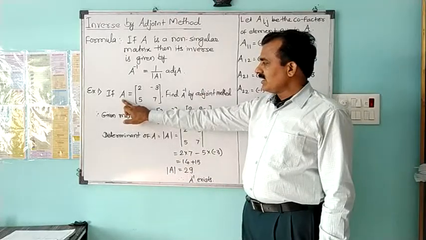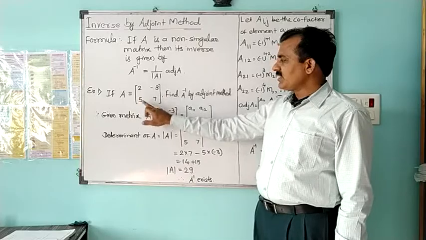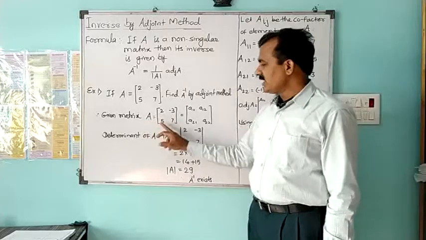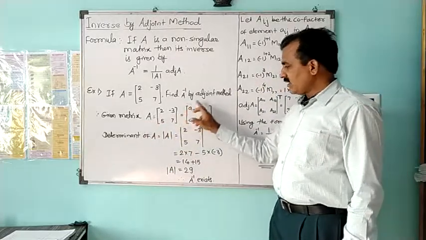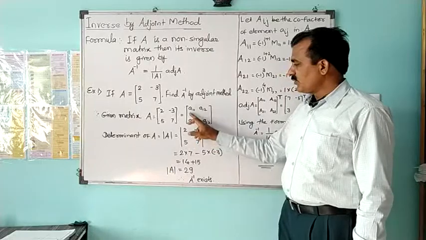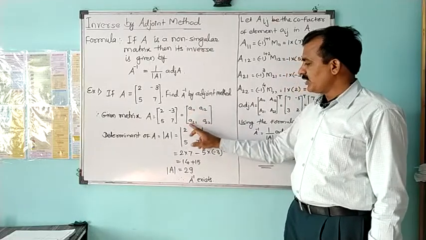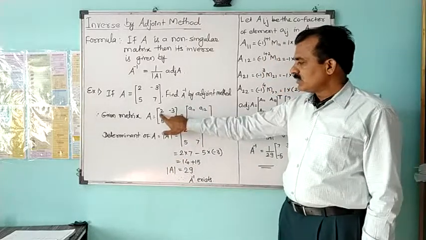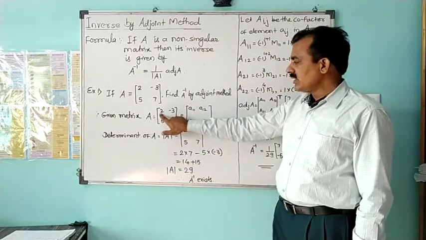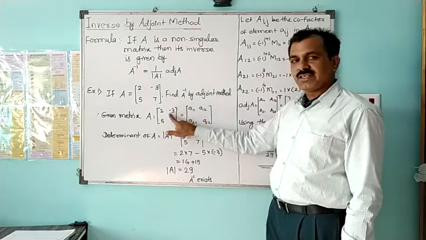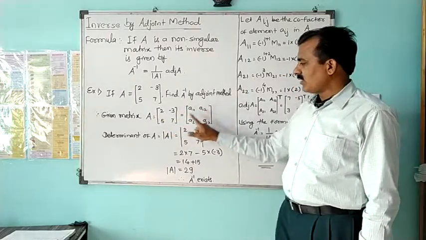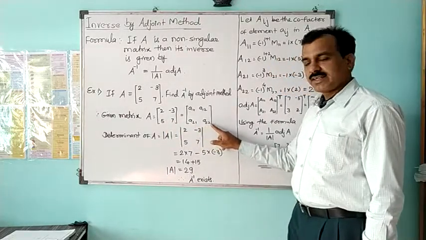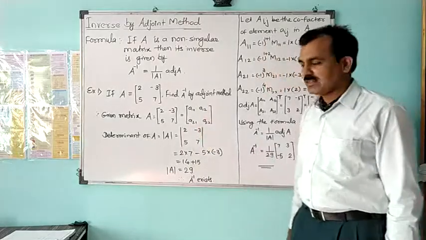If I consider matrix A with 4 elements, 2, -3, 5, 7, let us find its inverse by adjoint method. So matrix A is given. Now if I consider this matrix in general, according to their position, the 4 elements are denoted by A11, A12, A21, A22. This indicates that element 2 is in first row, first column, -3 is in first row, second column, 5 is in second row, first column, 7 is in second row, second column. So according to their position, notations are like this.